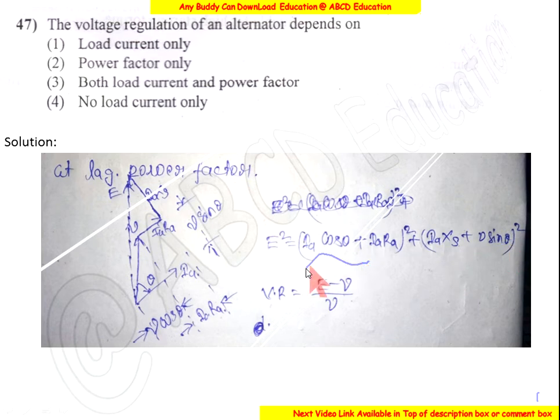In this equation, (E minus V) upon V is the voltage regulation. So E depends on IA, cos phi, RA, IA, XA, and theta. So both the load current and power factor affect the voltage regulation. So the voltage regulation depends on both load current and power factor. So the answer is third.